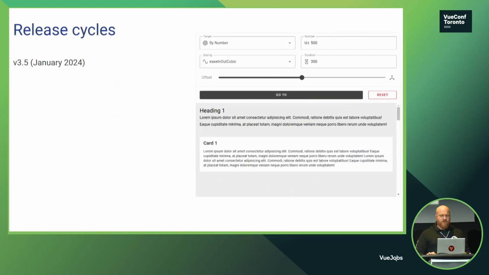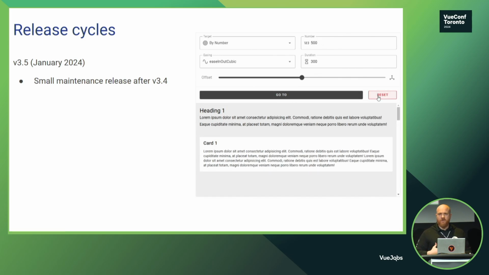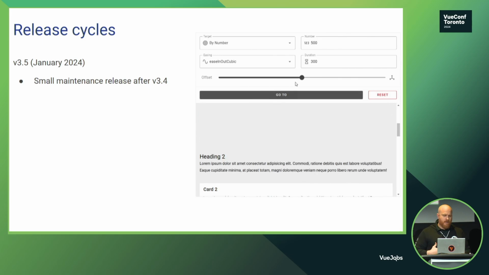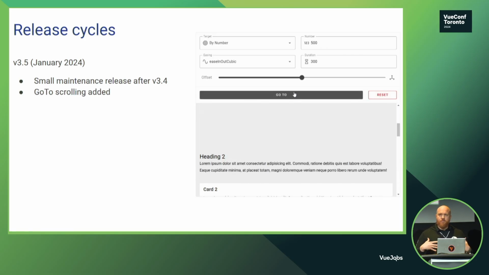So one of the releases we had straight up after version 3.4 was in January. We tend to like to do a small kind of maintenance release after we do a large minor. This gives us an opportunity to pick up any bugs or things that were kind of left behind in the process of getting ready for a big release. And this one was no different. We still like to bring in new features and functionality in these small releases.